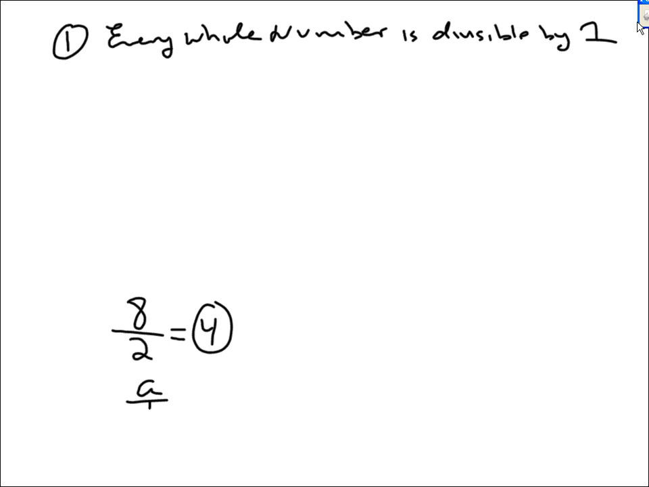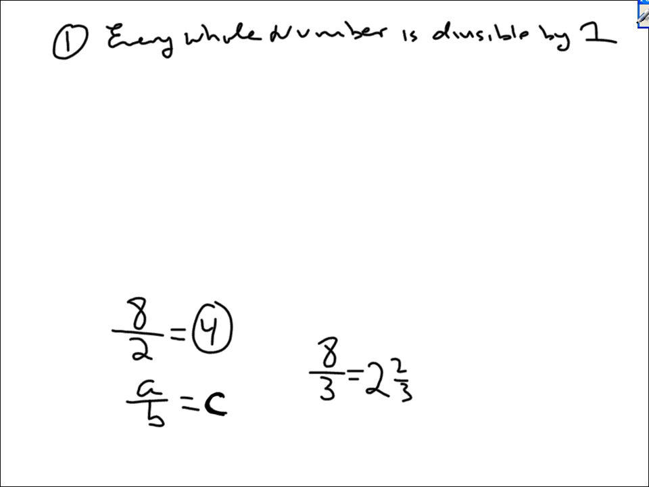A is divisible by B if you get an integer. If that's an integer, C is an integer. It's not a mixed number. And you can divide 8 by 3. You get 2 and 2/3. But you can't say 8 is divisible by 3.